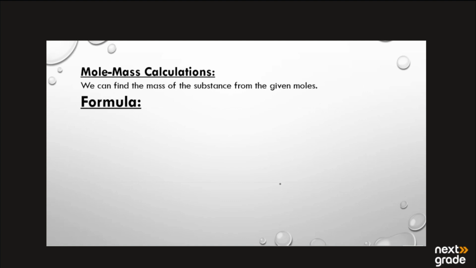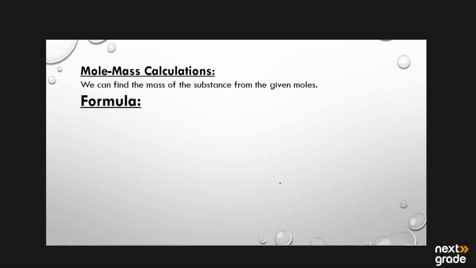Today we are going to start lecture number 26, from chapter number 1. We have fundamentals of chemistry and the topic that we are going to discuss is the mole mass calculation. So let's have a look at what type of mole mass calculations we have.